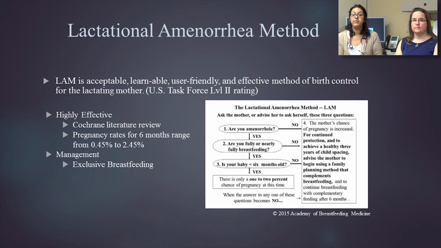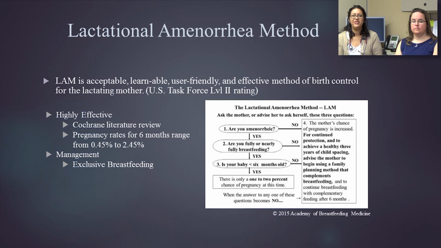What does that mean? That means that you're probably not ovulating because of your body's hormonal status and the hormonal status that the breastfeeding keeps in you. So this has been evaluated multiple times, and pregnancy rates up to 6 months have been anywhere from 0.45% to 2.45%. So 97+% effective if you're meeting those 3 criteria.